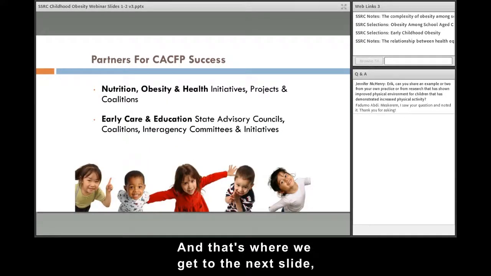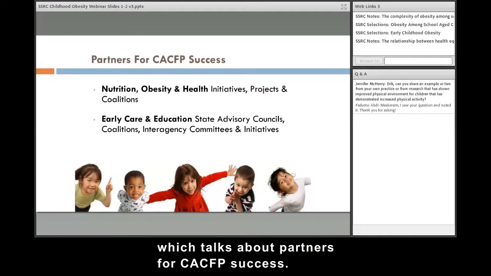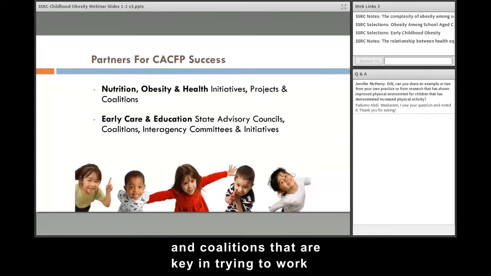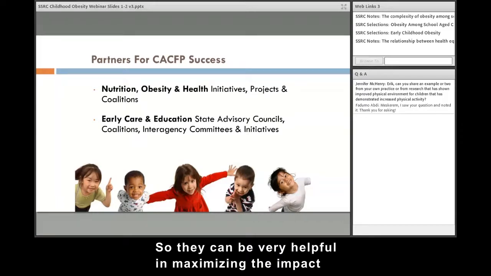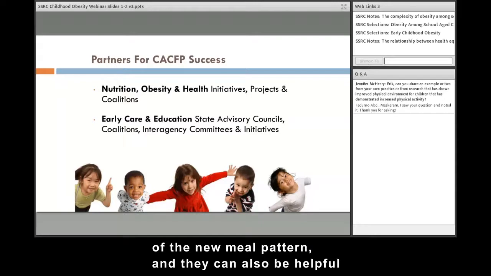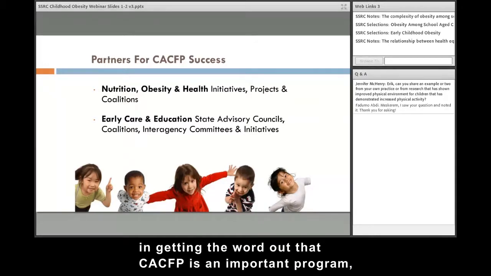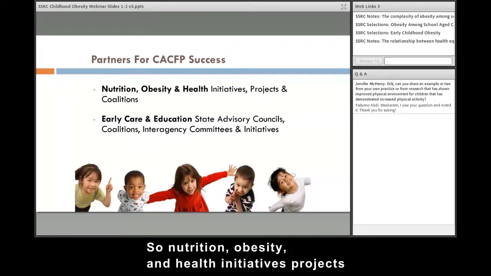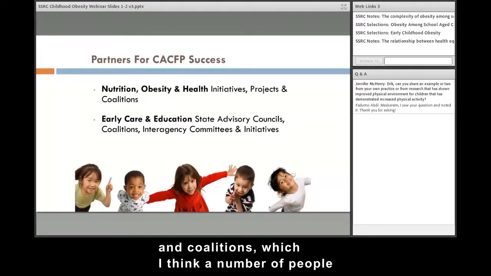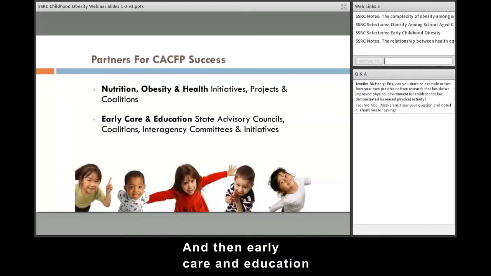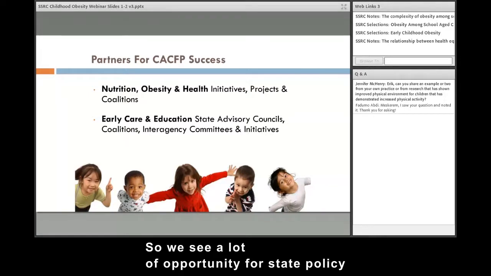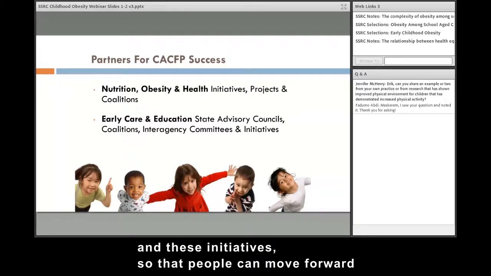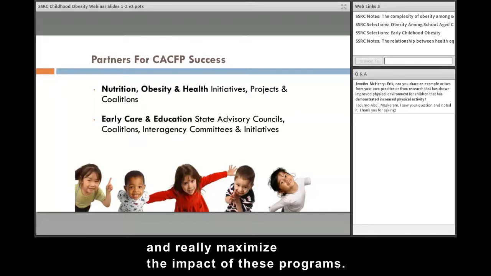And that's where we get to the next slide, which talks about partners for CACFP success. Here we're looking at state and local initiatives, projects, and coalitions that are key in trying to work on the shared goals of healthy children. They can be very helpful in maximizing the impact of the new meal pattern, and they can also be helpful in getting the word out that CACFP is an important program, and after school and child care should participate in it. So there are nutrition, obesity, and health initiatives, projects, and coalitions, which I think a number of people on the call are part of. And then early care and education state advisory councils, coalitions, interagency committees, and initiatives. So we see a lot of opportunity for state policy and local policy to come together to work with agencies, organizations, and these initiatives so that people can move forward and really maximize the impact of these programs.